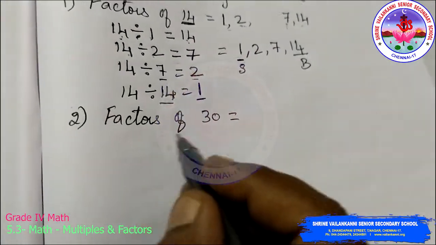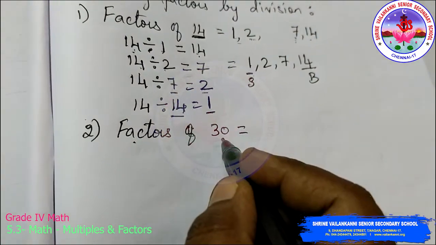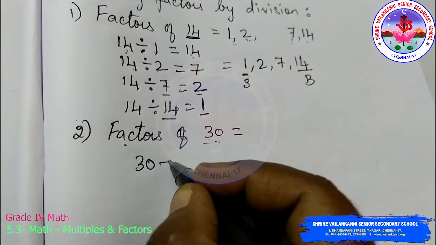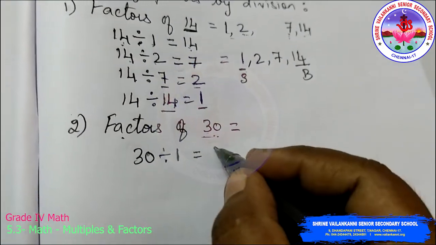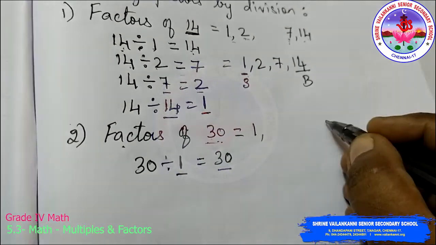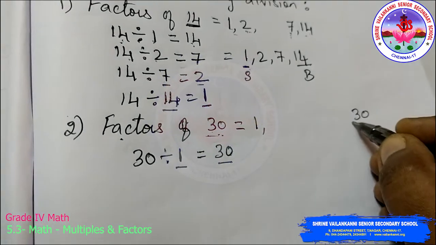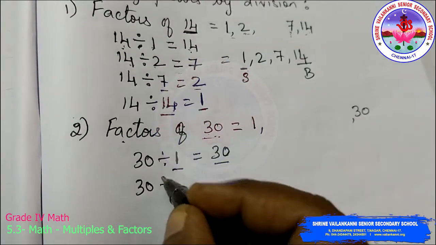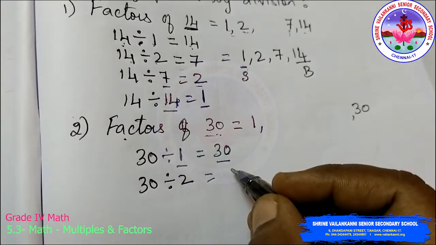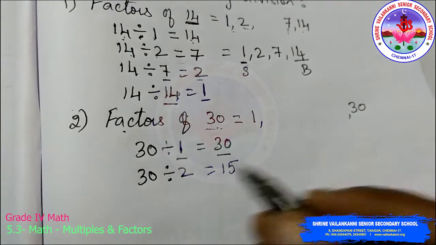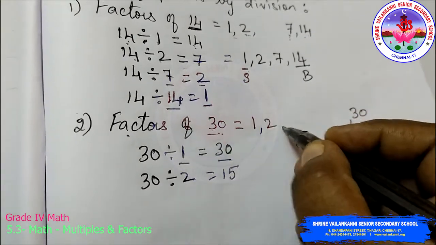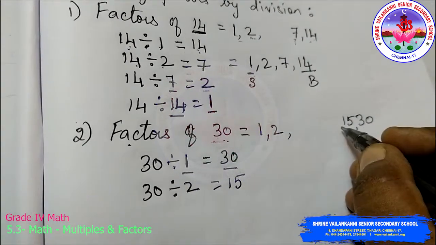Understood? So, one more example, factors of 30. We are going to find the factors of 30 using the division concept. So 30 can be divided by 1. How many times? 30 times. This 1 and 30 I am writing as factors. And then 30 divided by 2 table. Is it divisible? Yes. How many times? 15 times. 2 15s are 30. So this 2 and 15 I am writing here.